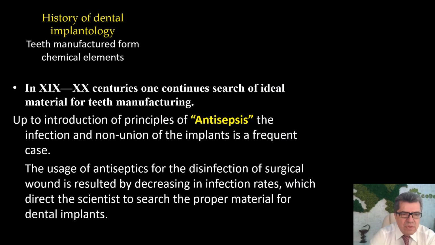In the 19th and 20th centuries, the search continued for ideal materials for tooth manufacturing. Up to the introduction of the principle of antisepsis, infection and non-union of implants were frequent. The use of antiseptics for disinfection of surgical wounds resulted in decreased infection rates and directed scientists to search for the proper material for dental implants.